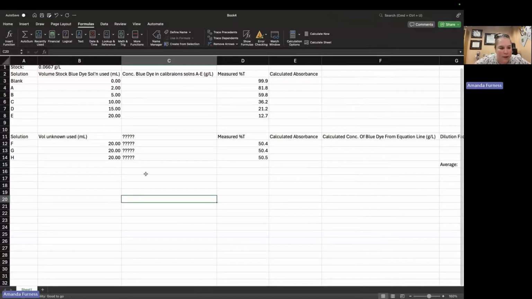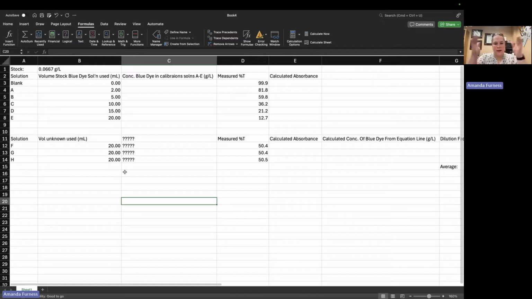We are looking at Excel. What I did is set up this format, and this is something that I would recommend doing. I have the stock concentration, which will be different depending on whatever quad you were in. I just made up these numbers so that no one can just use them.